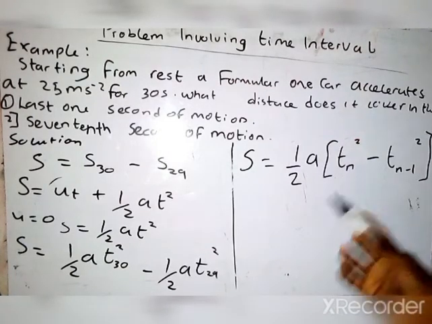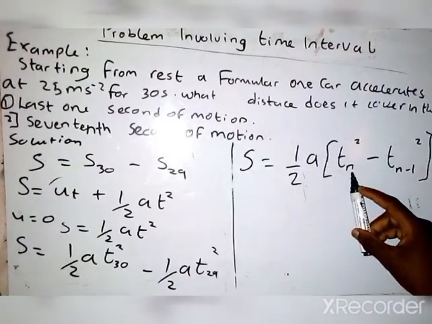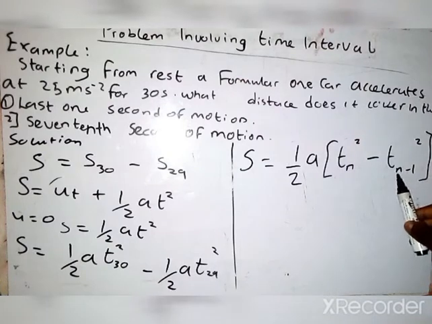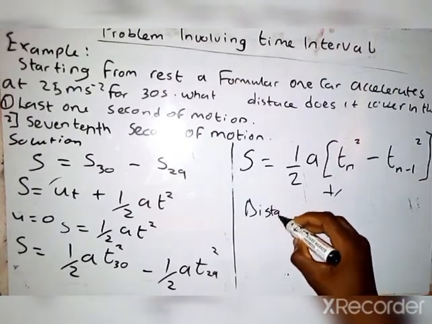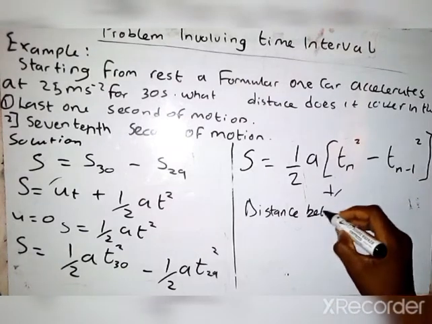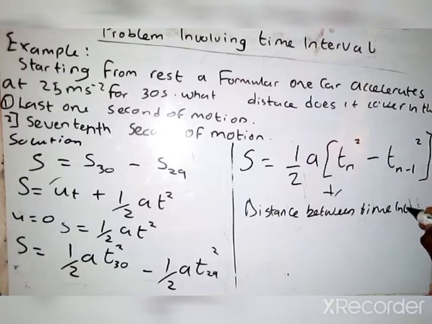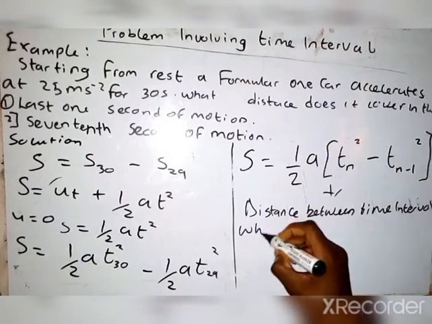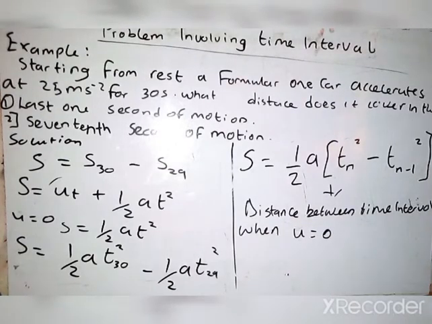So what is our n? When our n is 30, when our time is 30, we have 30 minus 1, which is 29. So we can use this formula for the distance between the time interval. So that is when u equals 0. So this is when our u is equal to 0.